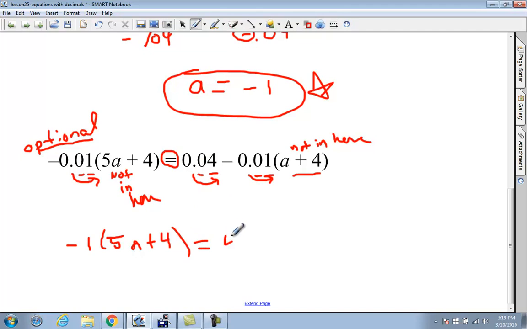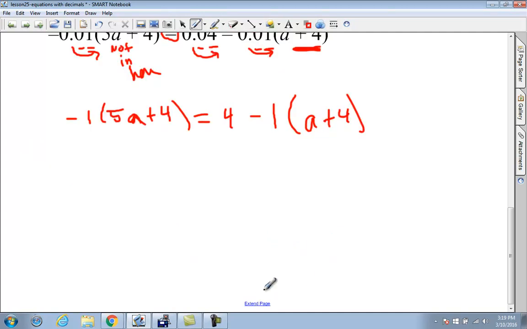Slide 2 to the right, I'm just going to have 4. Slide 2 to the right, I'll have -1, and then I'll have a plus 4. And notice that anything that was inside the parentheses stays. It's not affected by anything. Now what I'm getting at is if I solve this, I'm going to get the very same answer that I got earlier, but in an easier manner because I don't have to deal with the decimals.